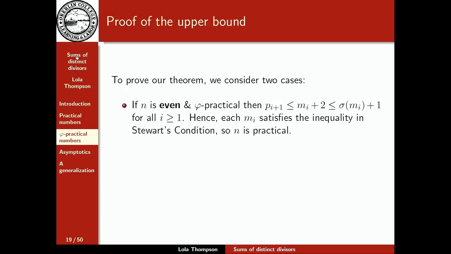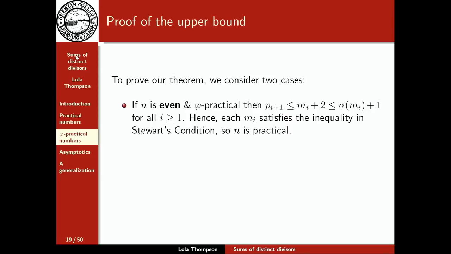All right, so if we want to prove the upper bound, what we can do is split into cases. If n is even and it's phi practical, then by the fact that even phi practicals are weakly phi practical, we have that p_{i+1} is less than or equal to m_i + 2. And then m_i + 2 is certainly always going to be less than or equal to sigma of m_i plus 1 for all i that's at least 1.